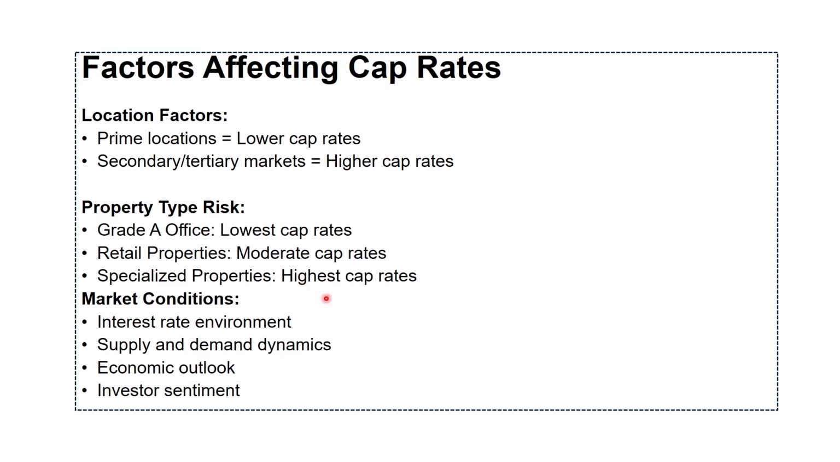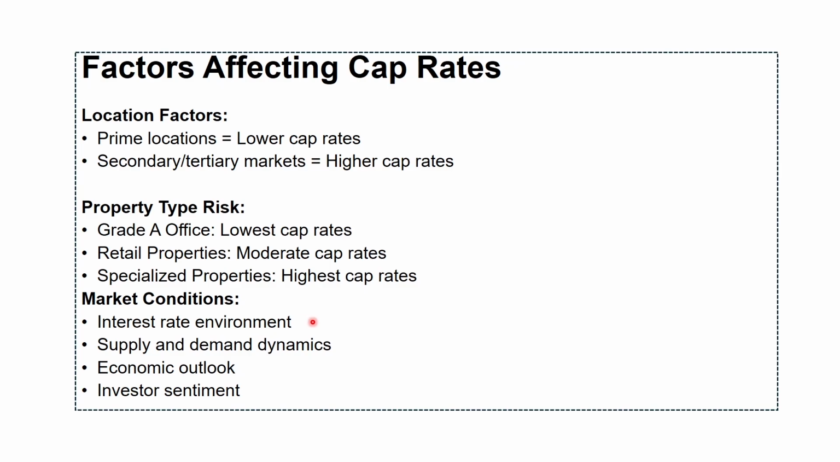current tenants leave. Market conditions play a huge role. During economic expansion, cap rates tend to compress as investors become more aggressive. During recession, cap rates expand as investors become more risk averse. The amount of available capital also matters. When lots of money is chasing limited good properties, cap rates compress.